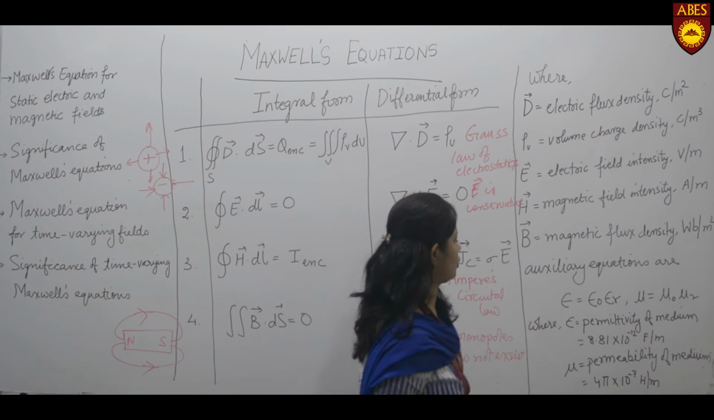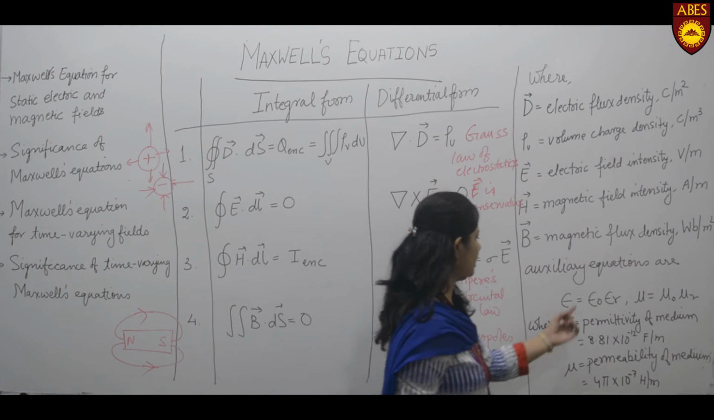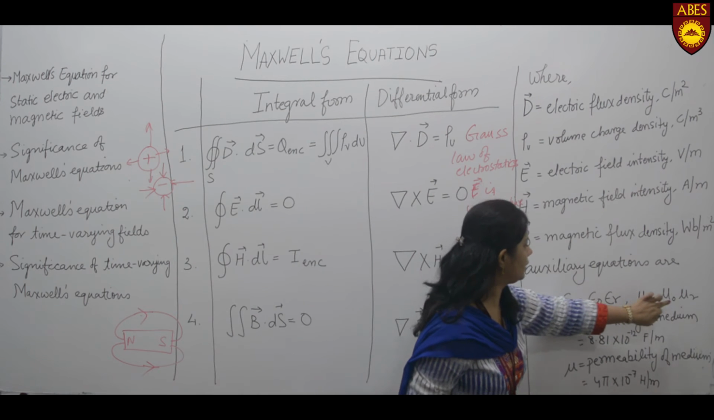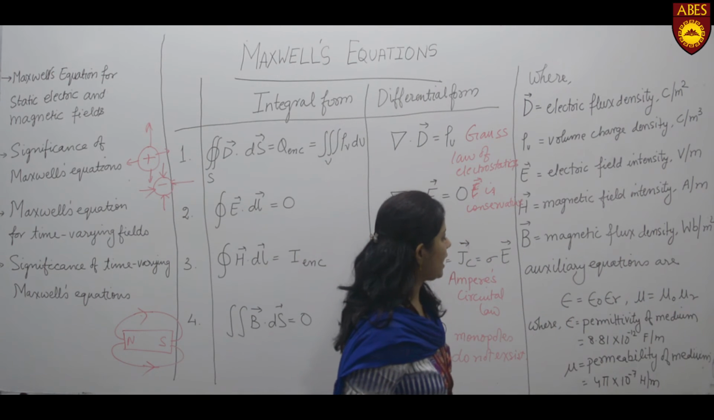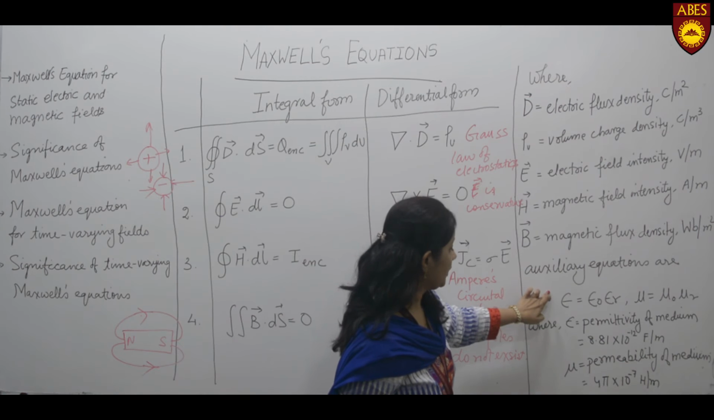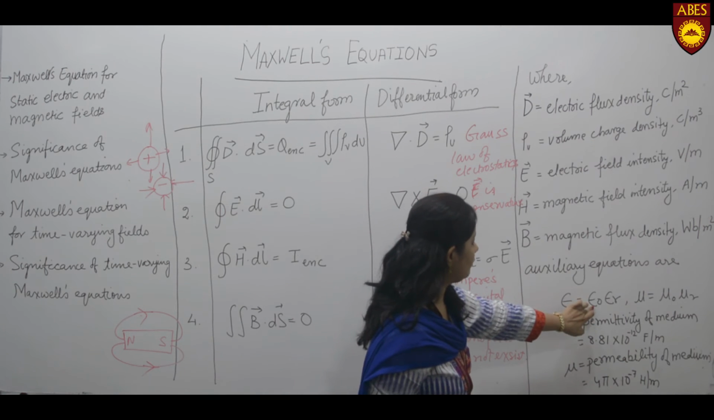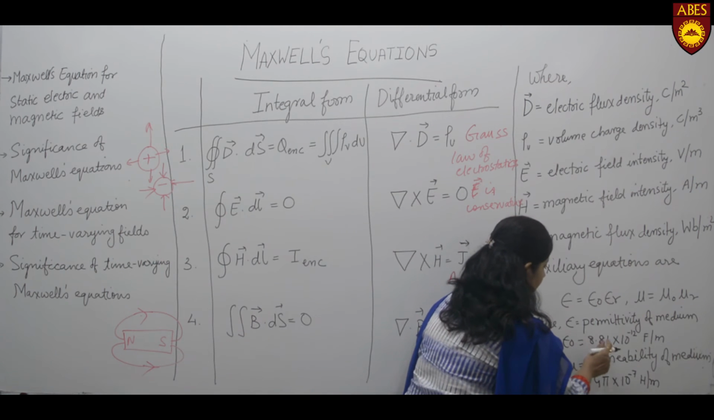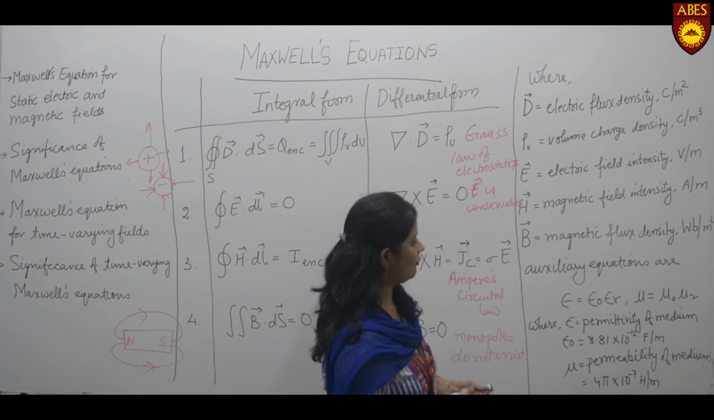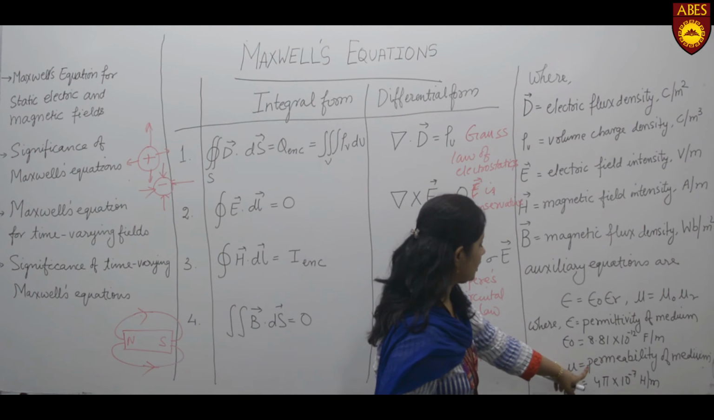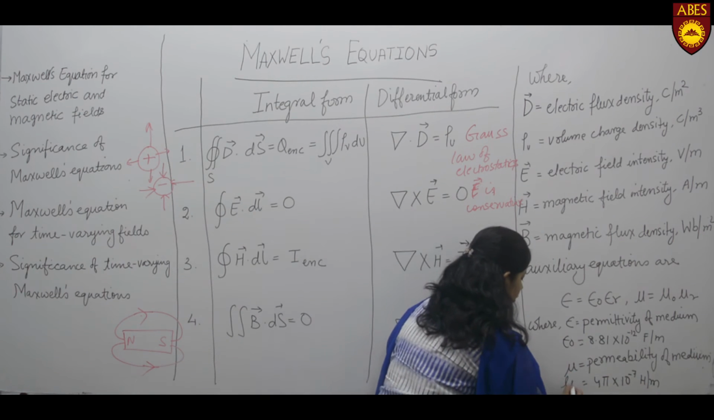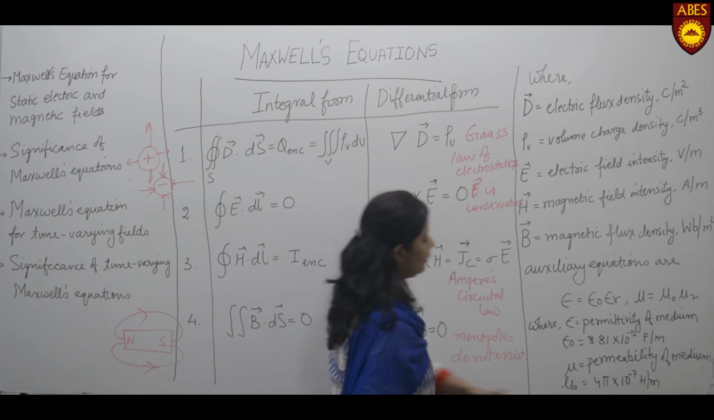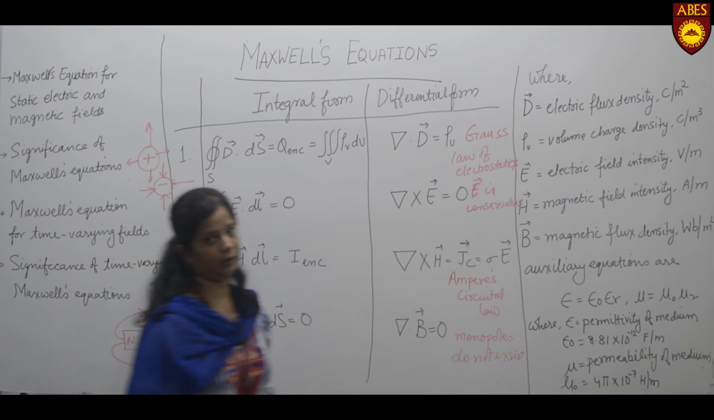And auxiliary equations associated with these four equations will be epsilon is equal to epsilon naught epsilon r, and mu is equal to mu naught mu r, where epsilon is the permittivity of medium and epsilon naught is the permittivity of free space, and value of epsilon naught is 8.8 into 10 power minus 12 farads per meter. Mu is the permeability of the medium and mu naught is the permeability of free space, whose value is 4 pi into 10 power minus 7 Henry per meter.